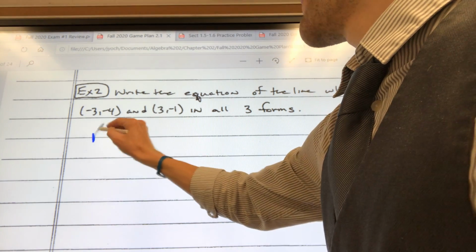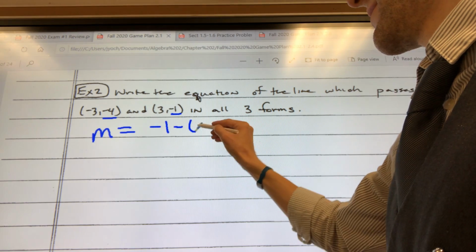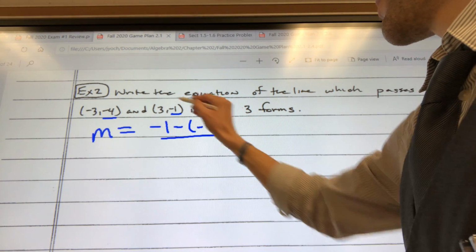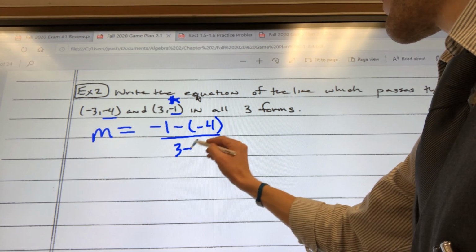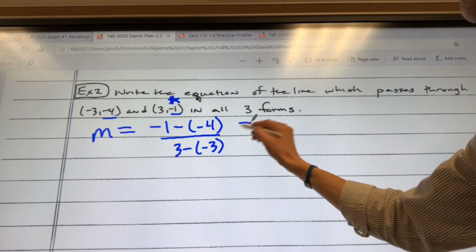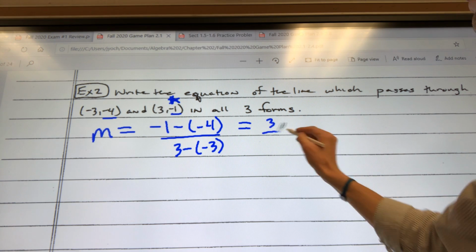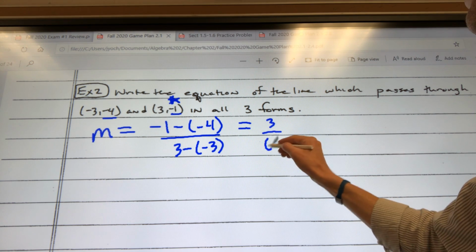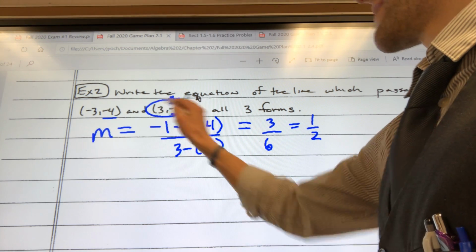forms. First off, you need the slope. I always do bigger y minus the smaller y. Because I started with -1 for y, I have to start with 3 for x. 3 minus a -3. -1 minus a -4 is -1 plus 4. 3 minus a -3 is 3 plus 3. You get 1/2. So I'm going to start in point-slope form, and honestly, I'm going to use that point.